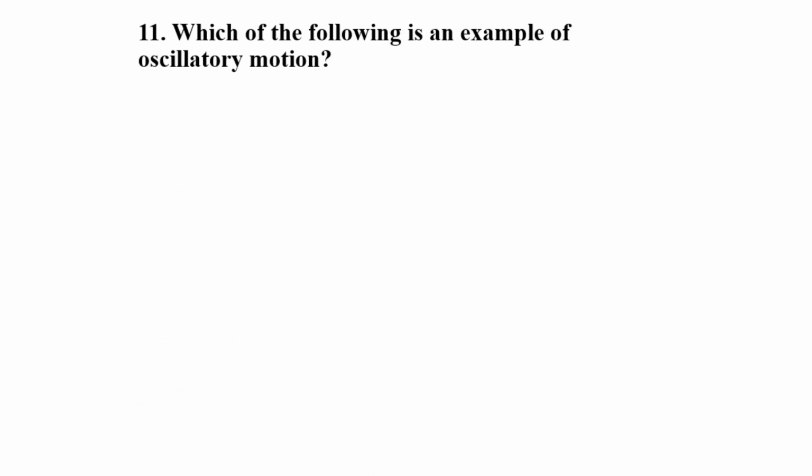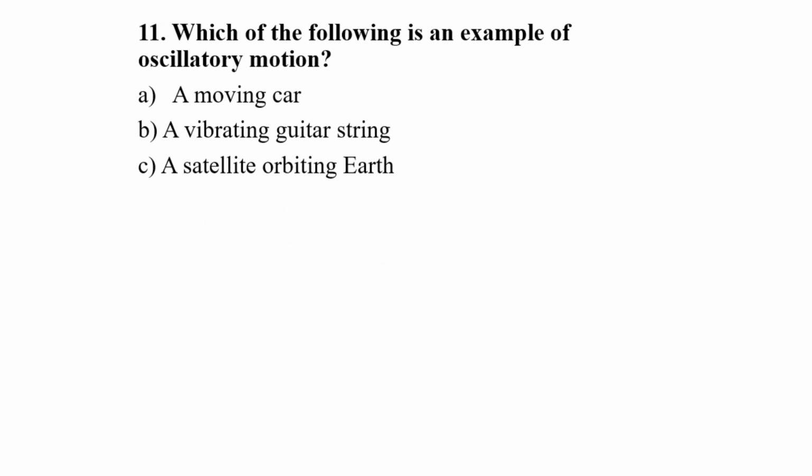Question number 11. Which of the following is an example of oscillatory motion? A. A moving car. B. A vibrating guitar string. C. A satellite orbiting Earth. D. A person walking straight.